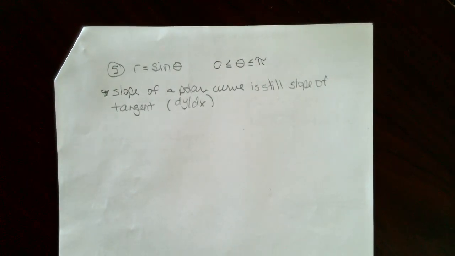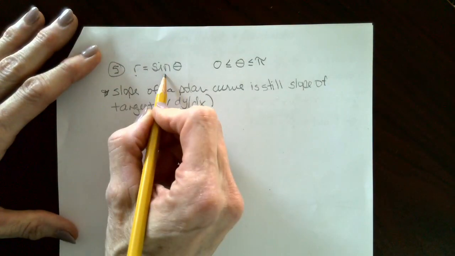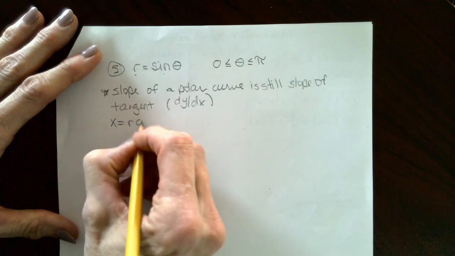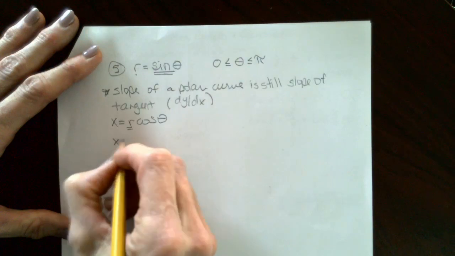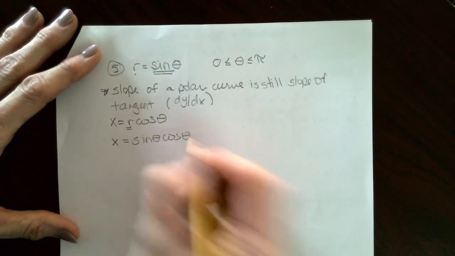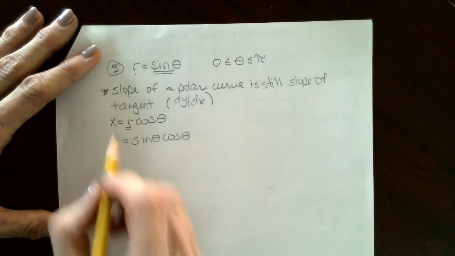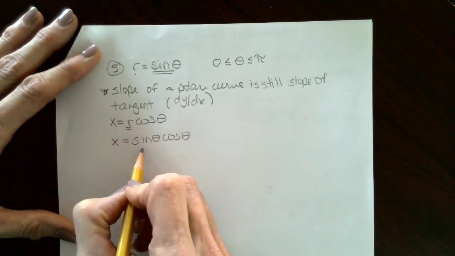All right. Well, we know that x is equal to r cosine theta, right? And y is equal to r sine theta. Okay, well, let's plug that in. Here's your r. Your r is sine theta, yes? So if x is equal to r cosine theta, you've got your r. It's right there. So then x is equal to sine theta cosine theta. We good? I'm just plugging in what r is. r is sine theta. So I'm replacing that r with sine theta.